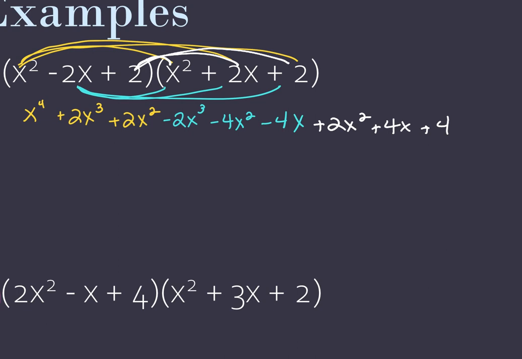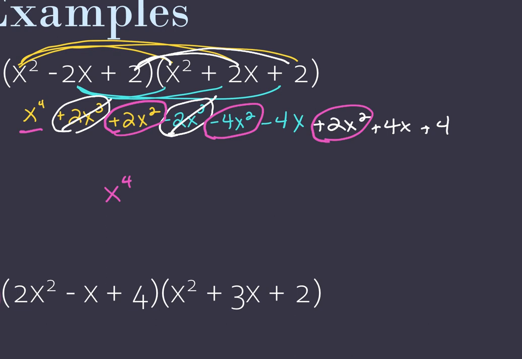Now I've got to combine my like terms. There is only one x to the fourth. There are two x to the thirds. One's a positive 2x and one's a negative 2x, so they actually cancel out. There are 3 x squareds.